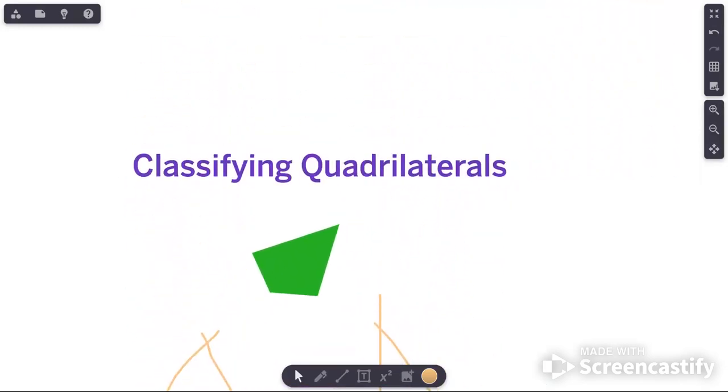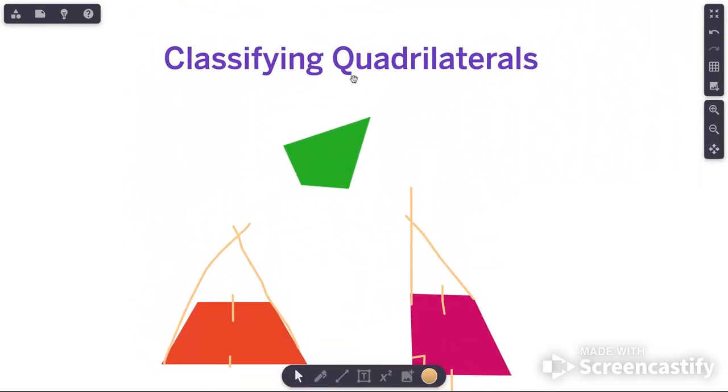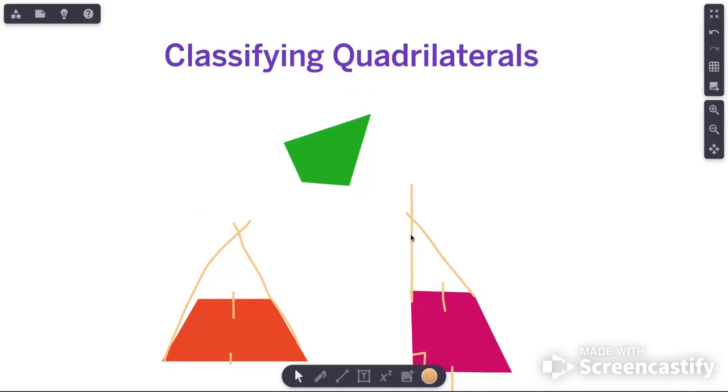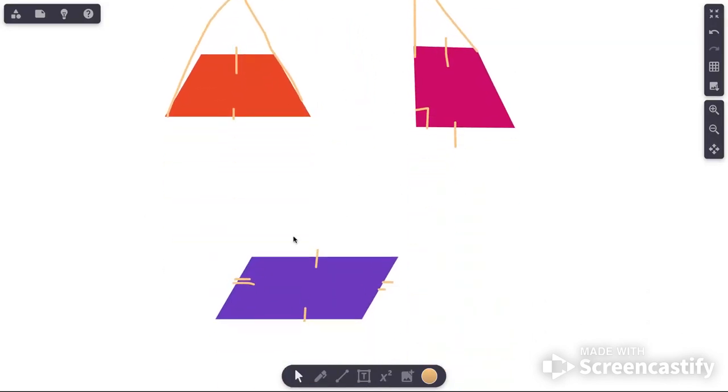So we see here that we have a lot of different types of quadrilaterals or four-sided shapes, and they all have special characteristics and attributes.